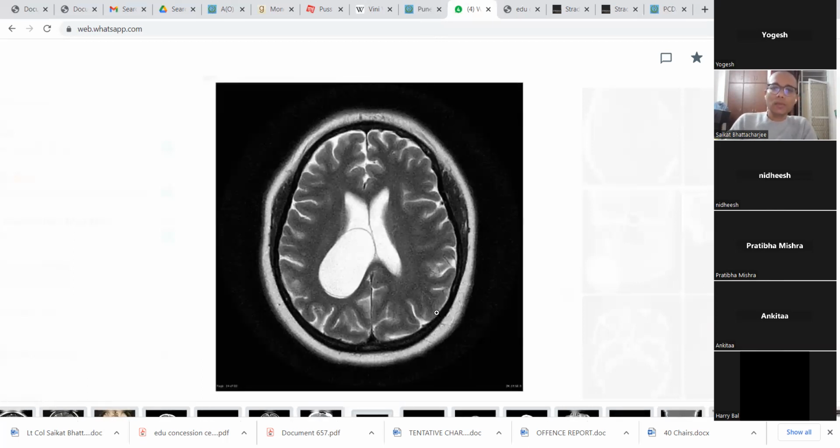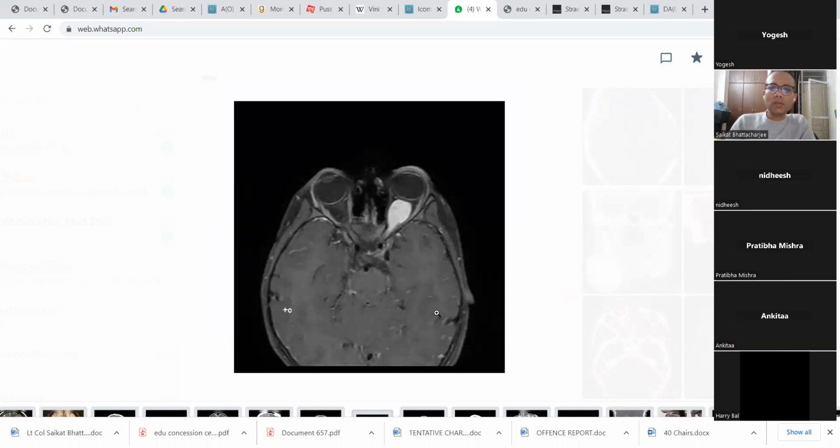So this happens classically in a left ICA dissection. Yes, Pratibha? Nidish? Arachnoid cyst in the right posterior horn, the occipital horn of the right lateral ventricle. The differential would be a trapped ventricle, sometimes an intraventricular hydatid, and so on. Can be differentials, and if pushed, otherwise it's an arachnoid cyst.